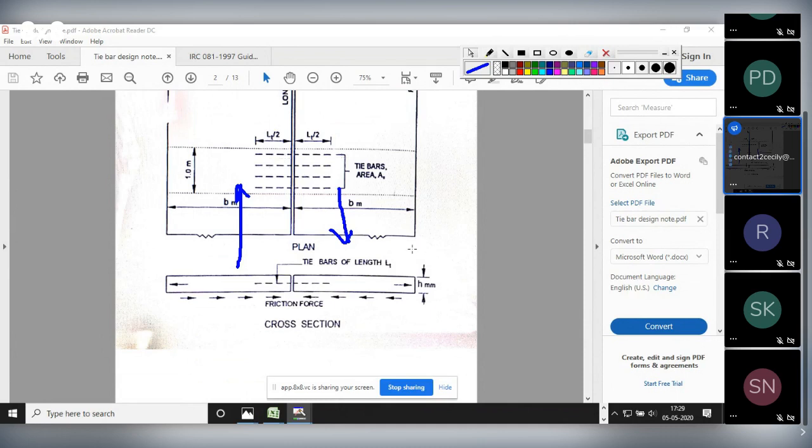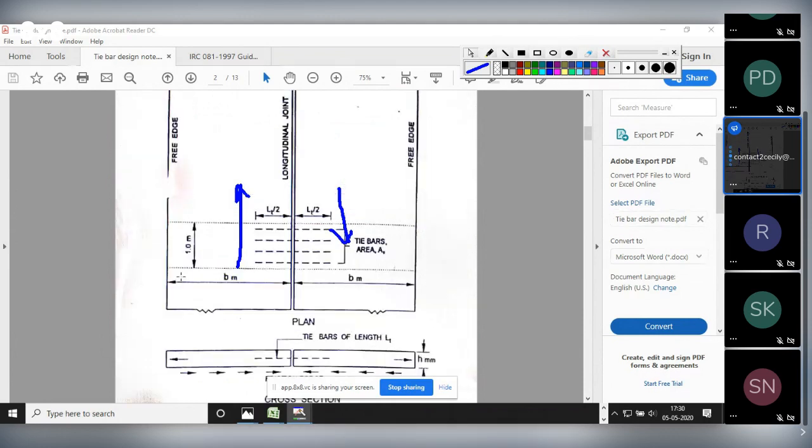Now remember that for design purpose, whenever we calculate the number of bars, we will take span as 1 meter. We will take the length of the slab as only 1 meter. If we get the number of bars per meter of the slab, then we can get the total number of bars for the whole slab length. So while designing, we will consider L, the length of the slab, as only 1 meter.